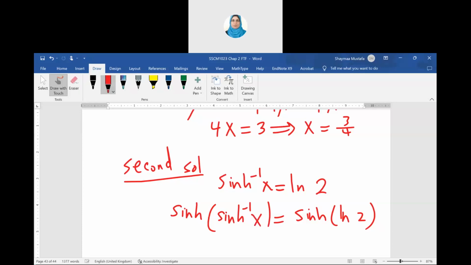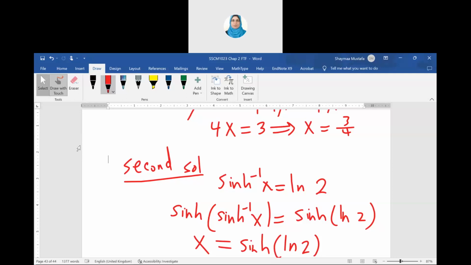If you take the sine for both sides, so sine inverse x will be equal to sine ln 2. Take sine of both sides. So x, because sine inverse will cancel each other, will be sine ln 2.